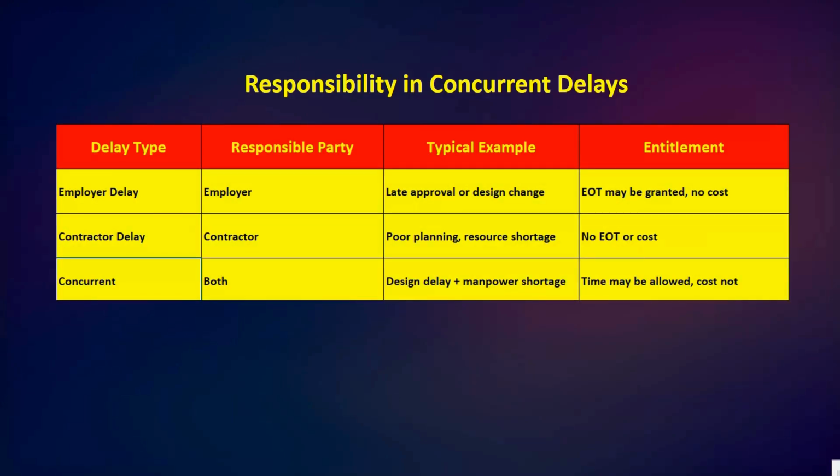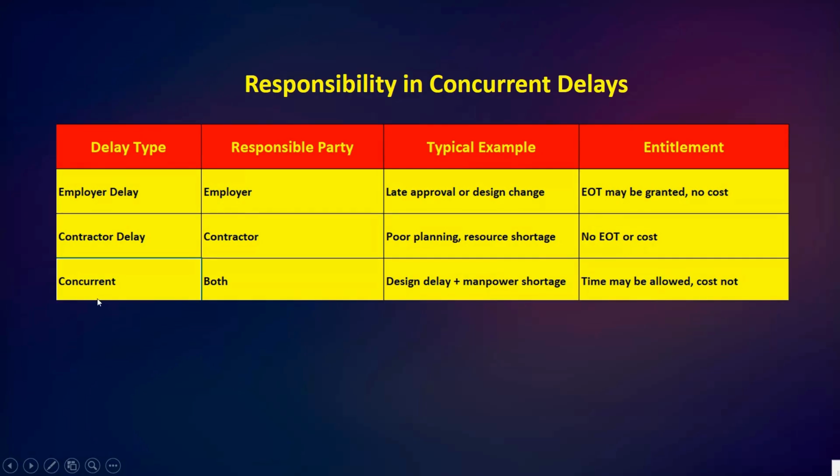Here we have the responsibility in concurrent delays. Here you can see delay type, responsible party, typical example, then entitlement. For employer delay, responsibility is the employer's. Typical examples are late approval or design change. Entitlement: EOT may be granted, with no cost. For contractor delay, the contractor is responsible. Typical examples are poor planning and resource shortage. No EOT or cost.